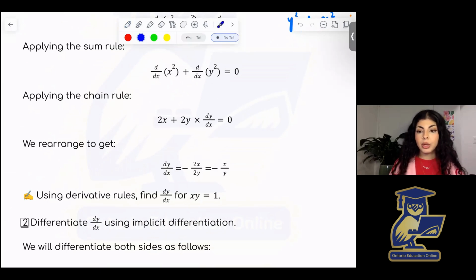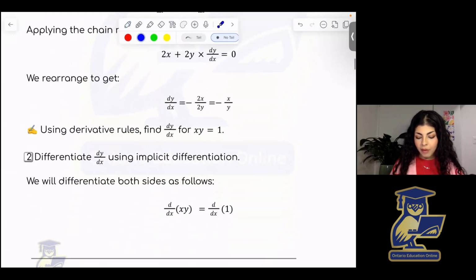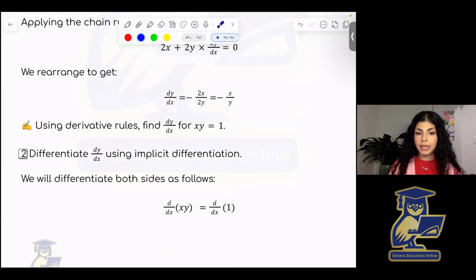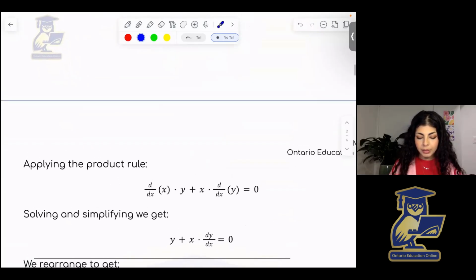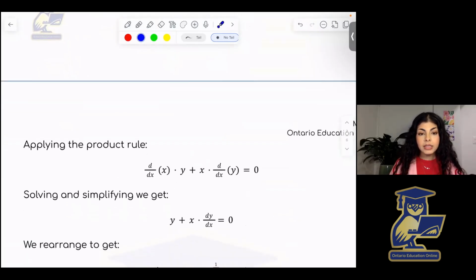So similar to above, we're going to differentiate both sides. So I will have on the left-hand side d of xy by dx, and on the right-hand side d of 1 by dx, which again, this is equal to 0. Now, on the left-hand side, we are going to apply the product rule, and the product rule tells me I find the derivative of x times y, and then x times the derivative of y.